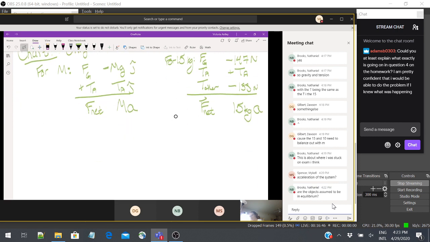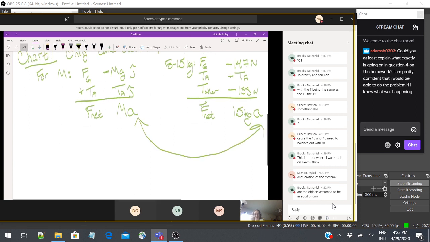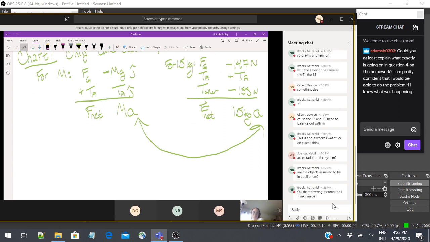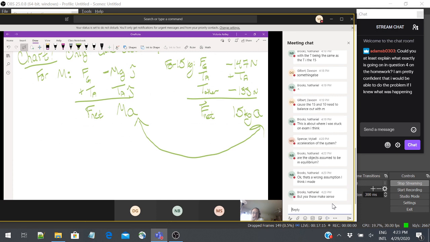Okay. How do these two accelerations compare? Is this making sense so far? The objects are not assumed to be in equilibrium. That's part of the tricky stuff here. I think a lot of students assume that it was balanced, but it's not. Do these charts make sense? I find these really useful, but it's hard to know if students find them useful.